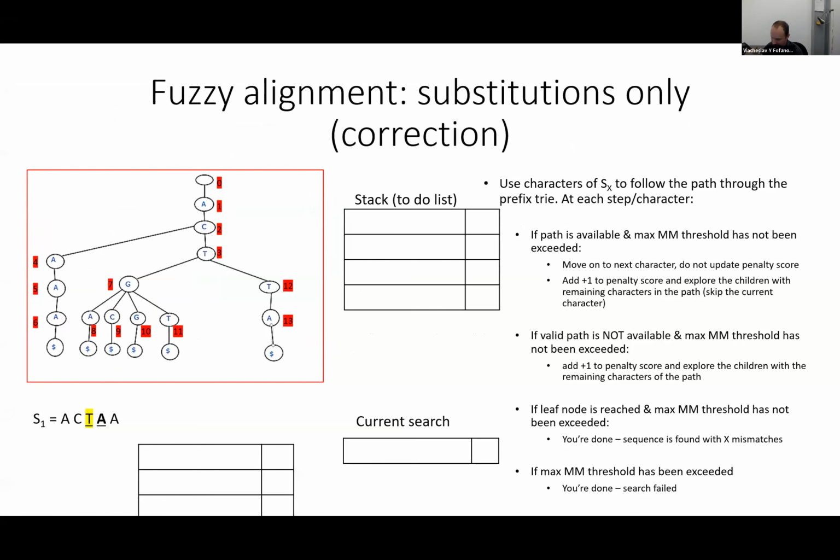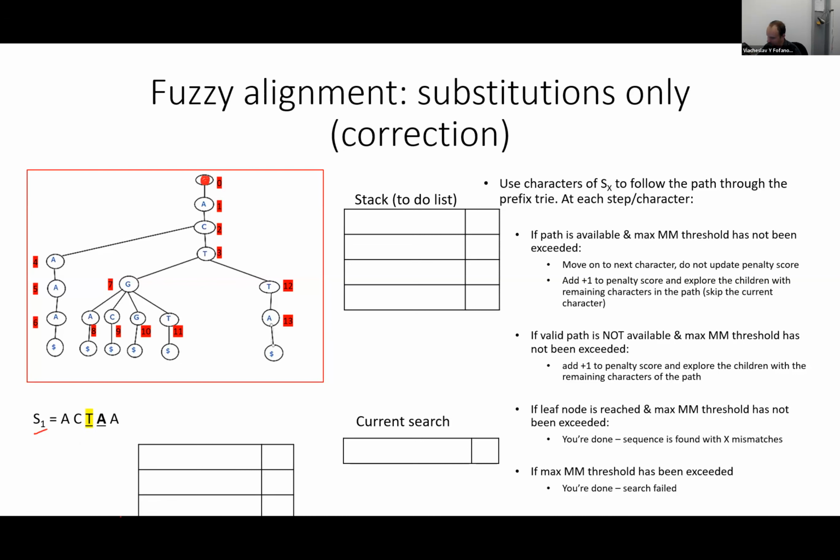I'm looking for ACTAA. I'm going to follow the characters of the thing that I'm searching for, and I'm going to use that to follow the path through the prefix trie. So I'm in the root, node number 0, so right here. Do I have a node hanging off of it? Yes, I do, right? Great. So I move on.